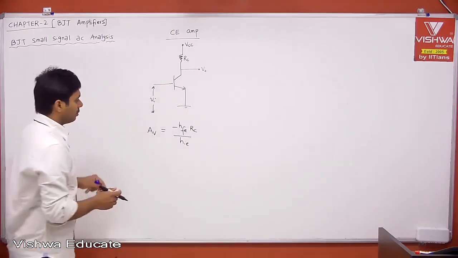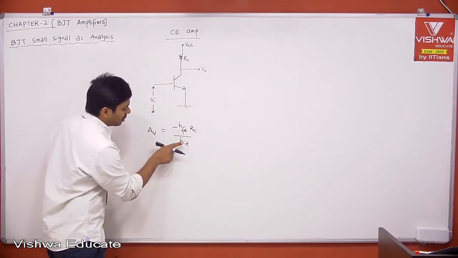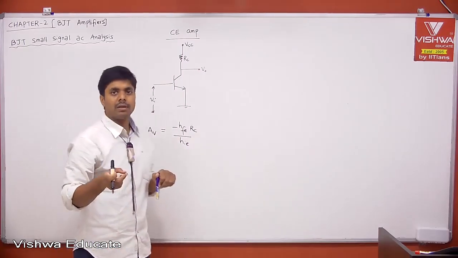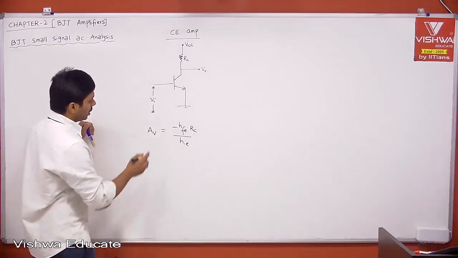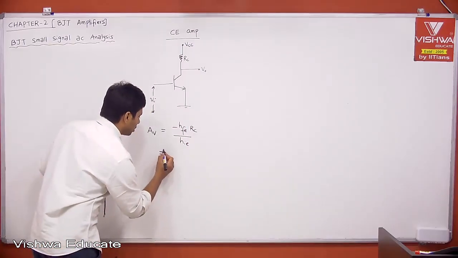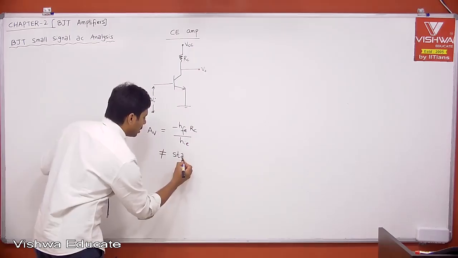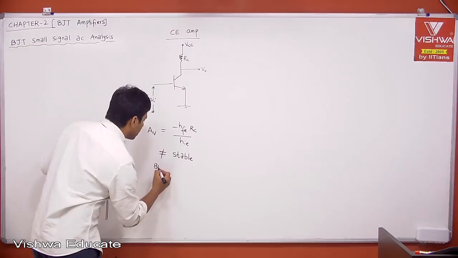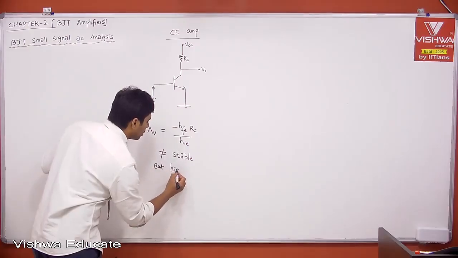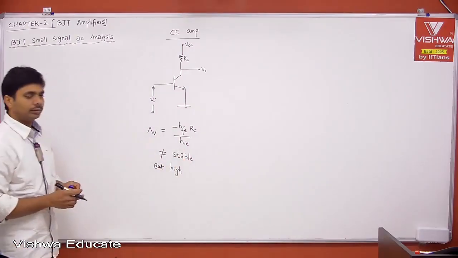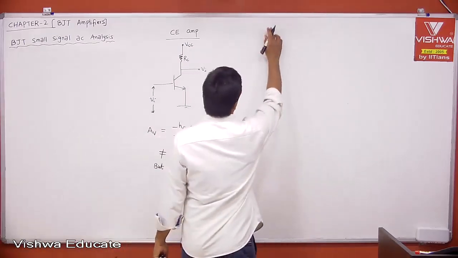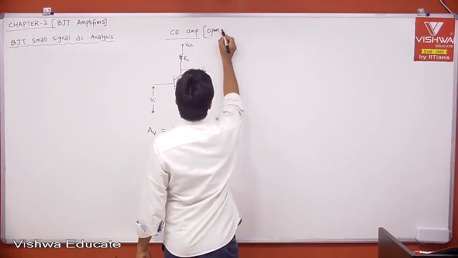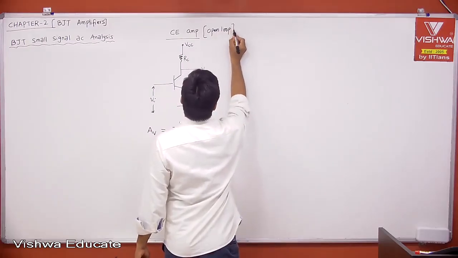We know that your voltage gain depends on H parameters, and H parameters depend on temperature, time, and replacement. Therefore, it is not stable. It is high in value, but not stable. Now, coming to the CE with RE amplifier, this CE amplifier is nothing but open loop, which means without any feedback. There is no feedback. Open loop amplifier.